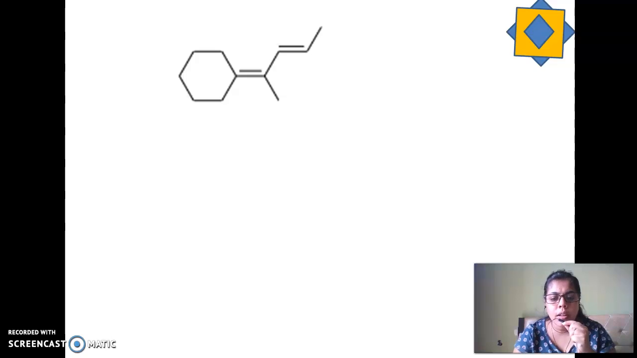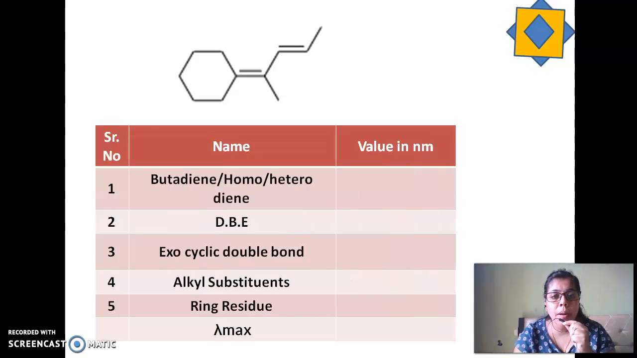You can see here, again I am going to go in a sequential manner to check out the parent, then DBE, exo, alkyl and then ring residue. I can see here that I have a ring, but there is nothing inside the ring, which means it's not a homoannular nor is it a heteroannular diene. Hence this is a butadiene. Now what I have to see? DBE. Do I have any double bond extension here? Nor here. So my DBE is not there. Now I go for exocyclic.